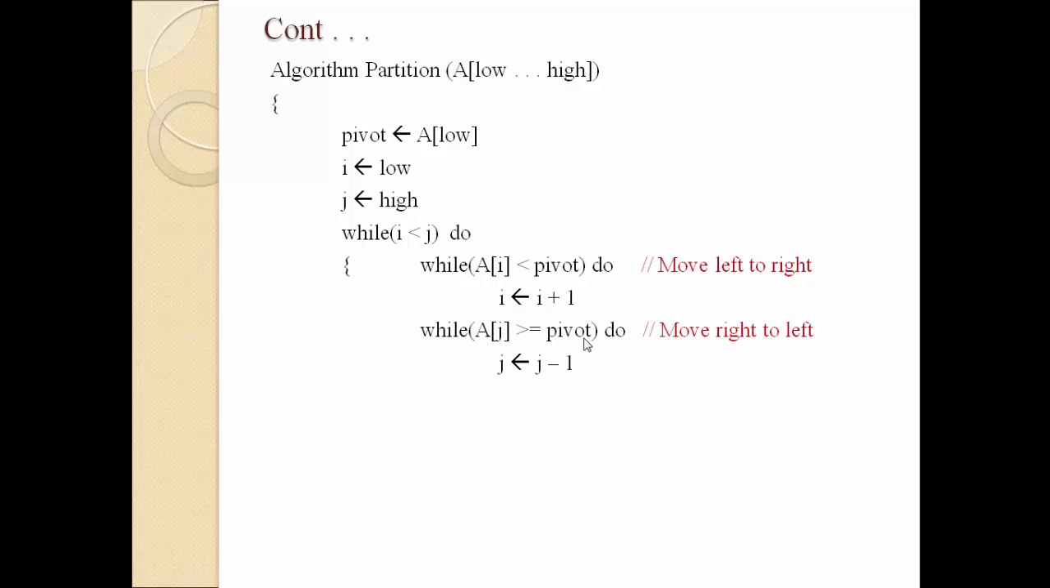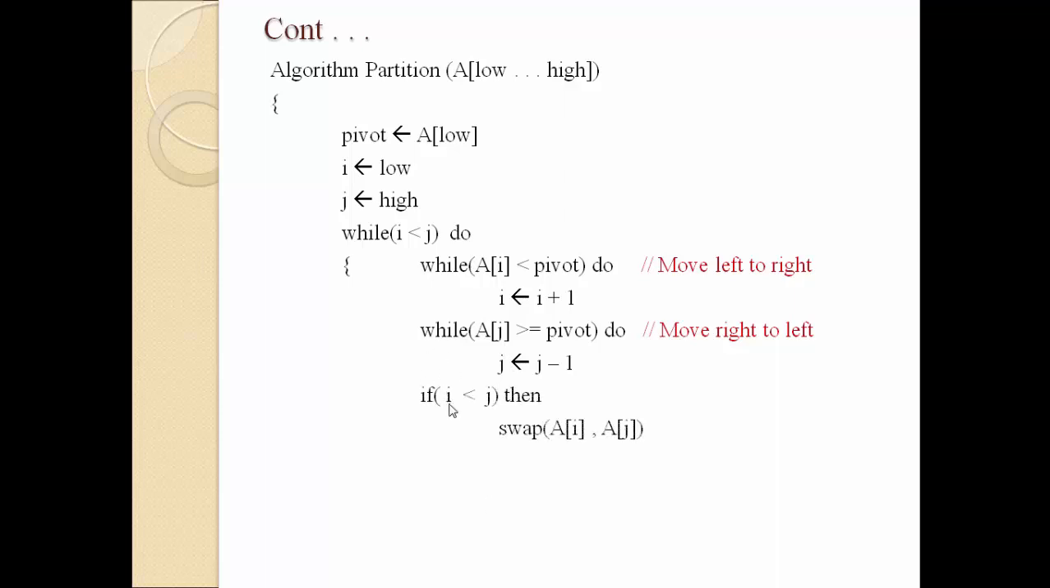At the same time, we have to move from right to left and identify a number which is less than or equal to the pivot element, right? So this loop will be executed until we get a number which is less than or equal to the pivot element. Once we get a number less than or equal to the pivot element, at that time we have to stop there and identify the new value of j. So when we move from left to right, we increase the value of i. When we move from right to left, we decrease the value of j.